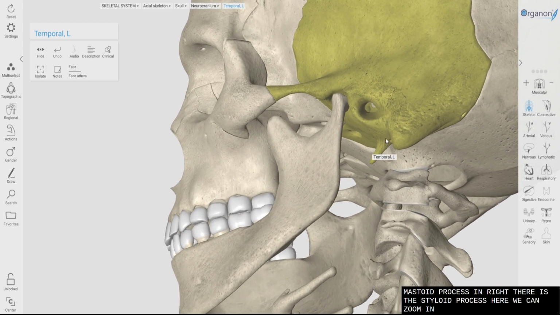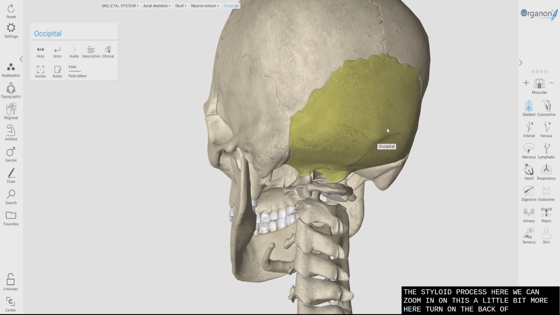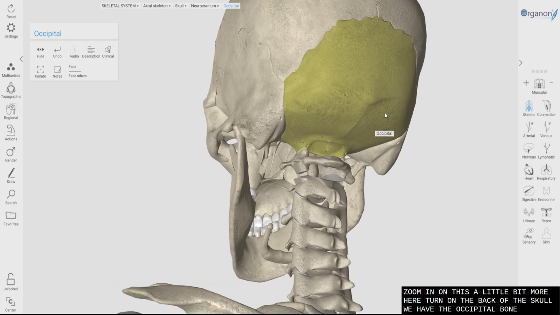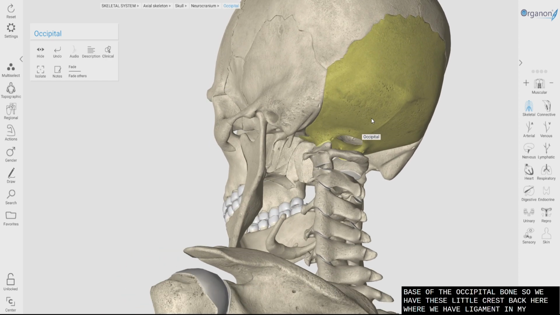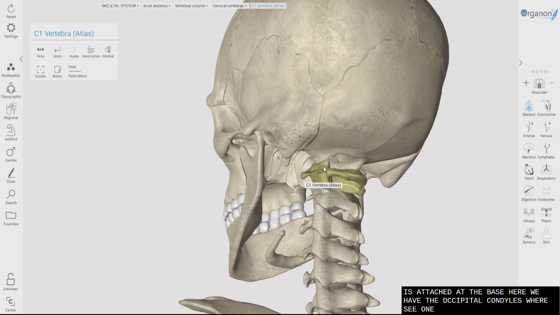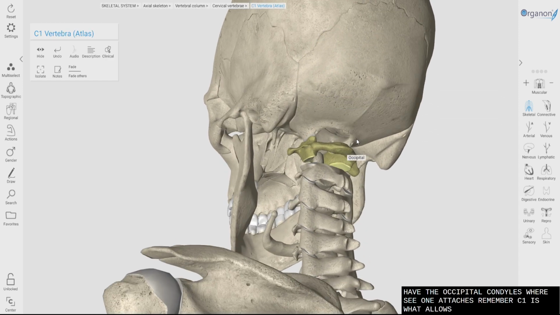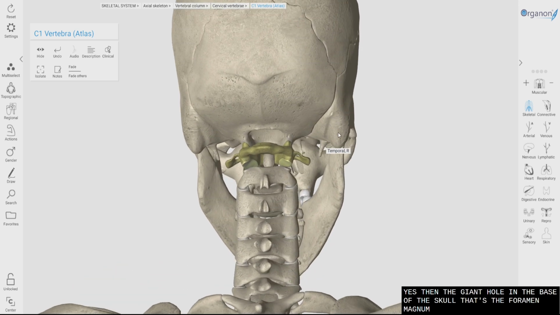Here we can zoom in on this a little bit more. Then on the back of the skull we have the occipital bone. At the base of the occipital bone, we have these little crests back here where we have ligament and muscles attached. At the base here we have the occipital condyles where C1 attaches. Remember, C1 is what allows you to nod your head yes. Then the giant hole in the base of the skull, that's the foramen magnum.